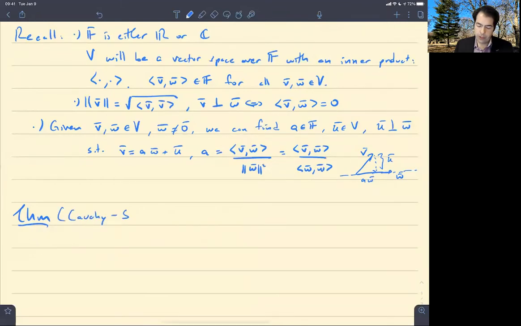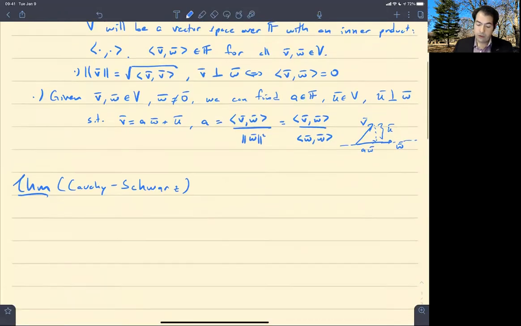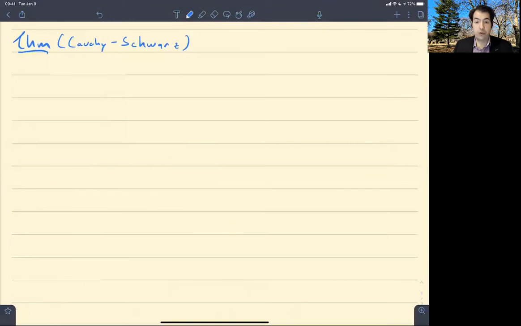So, Cauchy-Schwarz. Also known as Cauchy-Bunyakovsky-Schwarz, because Cauchy proved it for the standard inner product, and then Bunyakovsky and Schwarz proved it for the integral inner product. But as we see now, it is true for any inner product on an inner product space. So here's what it says. And this is one of the most important inequalities in mathematics. This gets used all the time, everywhere.